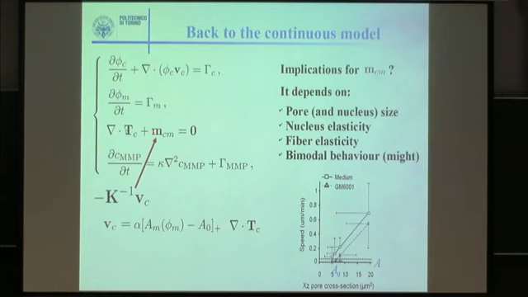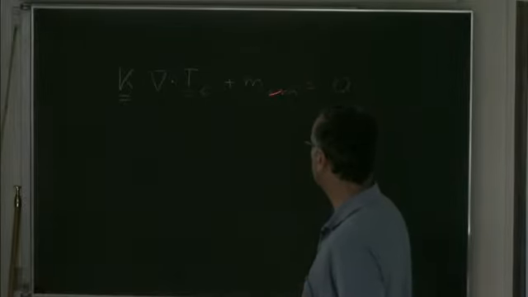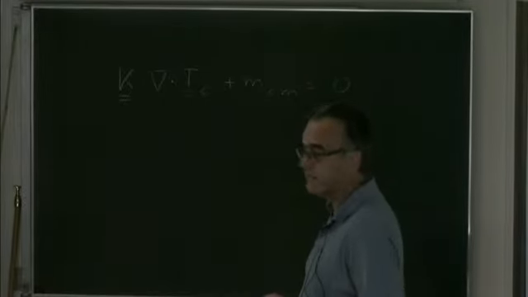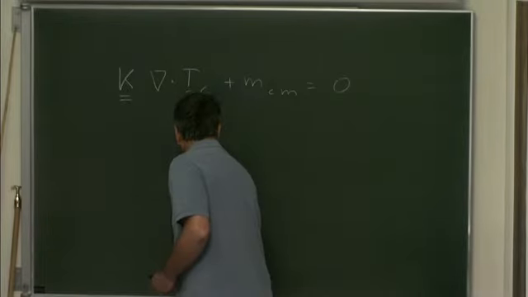So from the formula, K is on the other side. The third equation might be rewritten like this: K times the divergence of TC plus MCA. Why is it the same TC appearing with the T in the velocity and the divergence? Because it's this one. I'm just writing this one. No, VC. Sorry, this is VC.